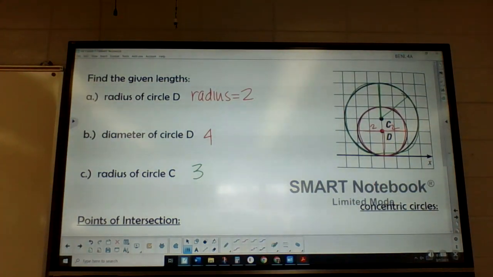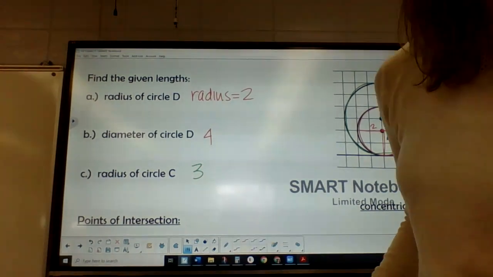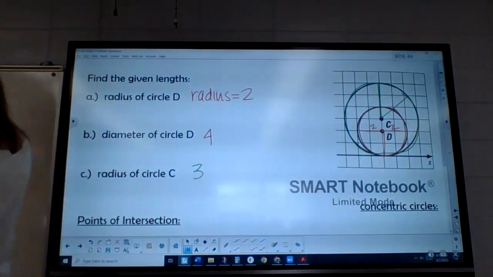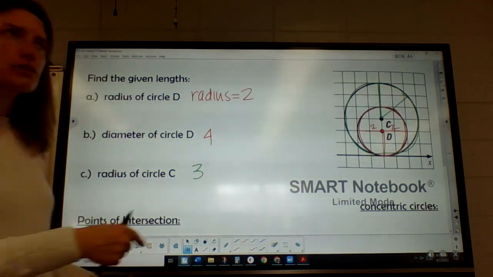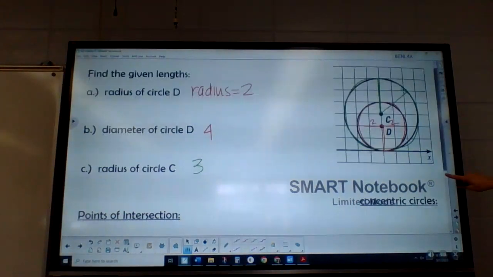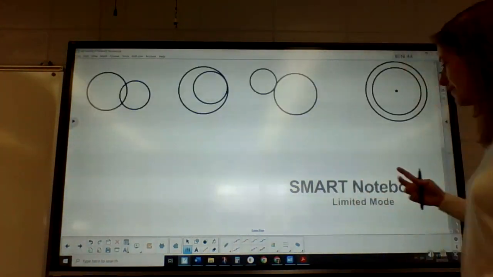Okay? So just getting comfortable with the idea of circles, I don't think this is overly crazy, but at the same time, if you're not being detailed with it, it can be tough. The next thing they're going to talk to us about is the points of intersection. What they mean by that is that circles can intersect a few different ways.